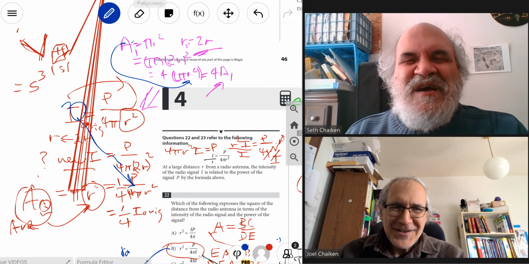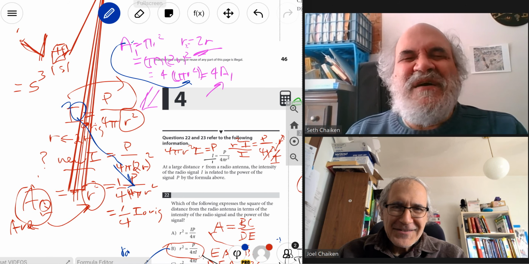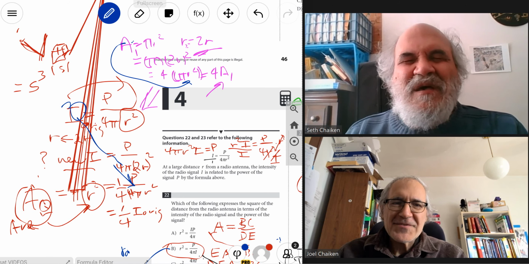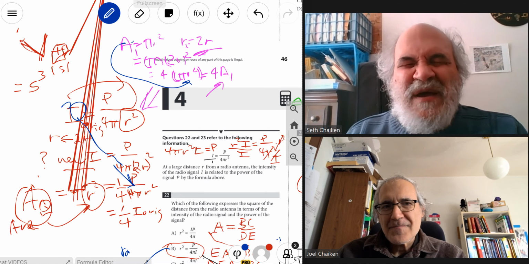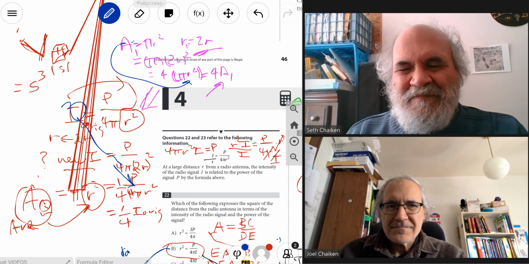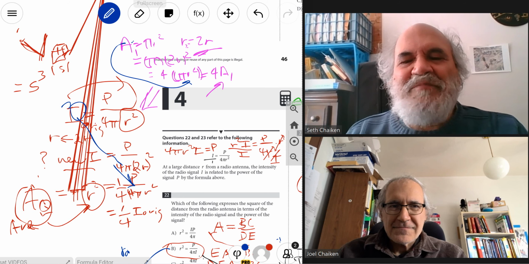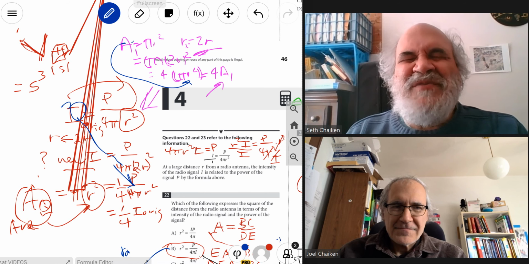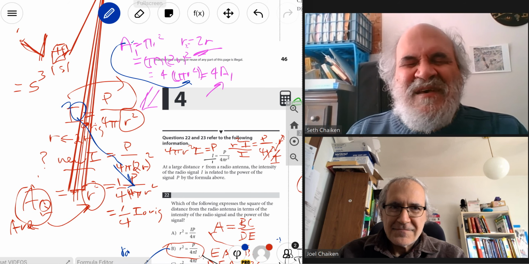the area of the sphere, the surface area, is proportional to the square of the radius. And then the total energy at points a given radius from the emitter is the intensity at the given distance times the area of the sphere.